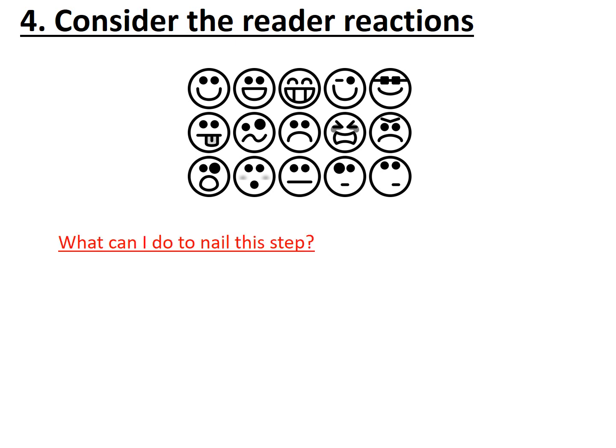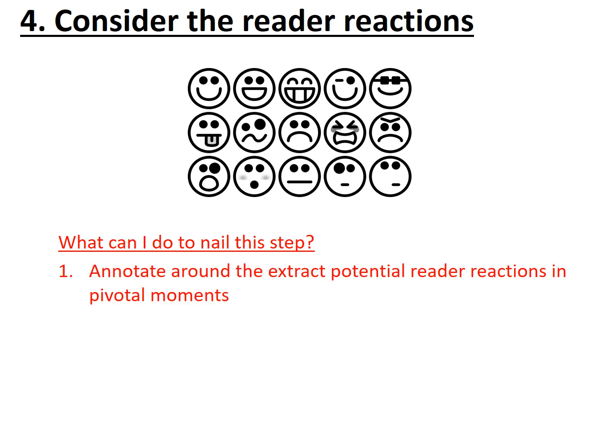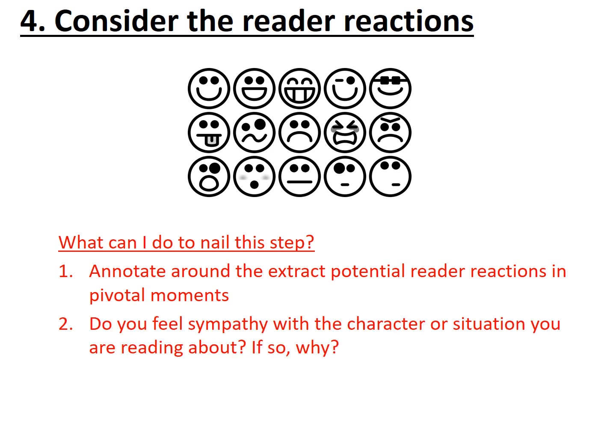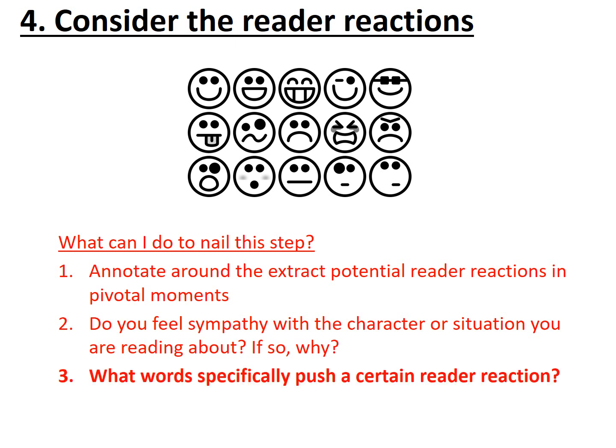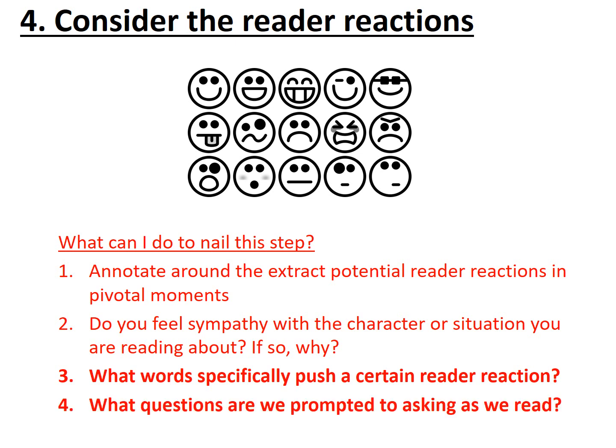To nail this step, we need to annotate around the extract potential reactions we have to pivotal moments within the extract. We have to question our sympathy at this point. Do you feel sympathy with the character of Hale or the situation you're reading about? If so, why? With any extract, you're really considering what words are specifically pushing you as a reader towards a certain reaction. And then, what questions are you being prompted to ask as you read? That's one step closer to you working out potential writer's intentions.